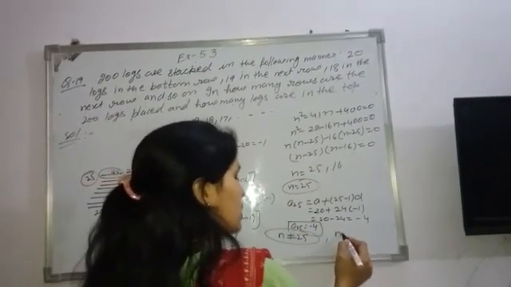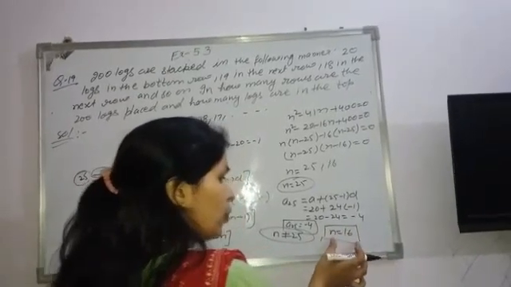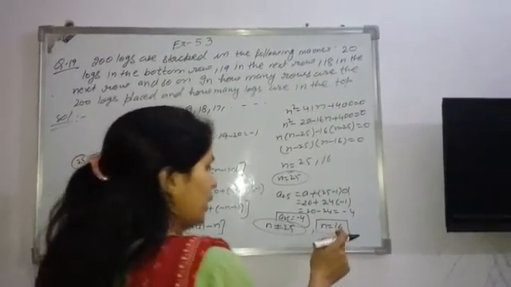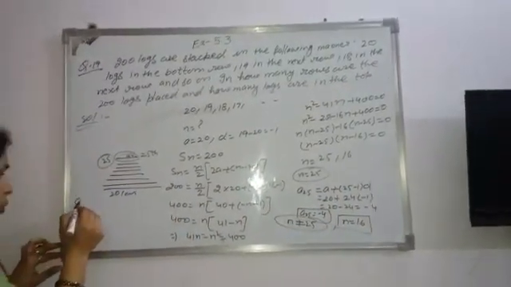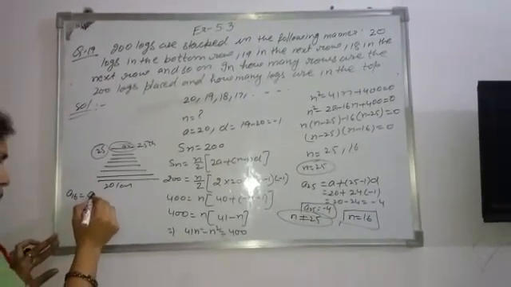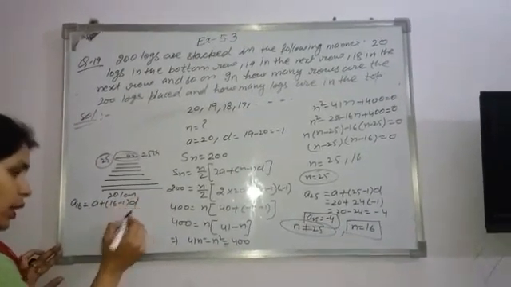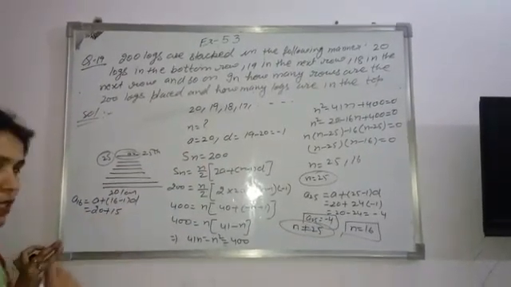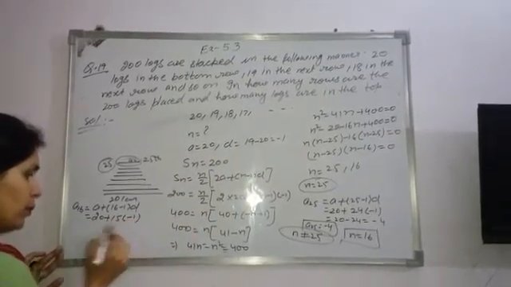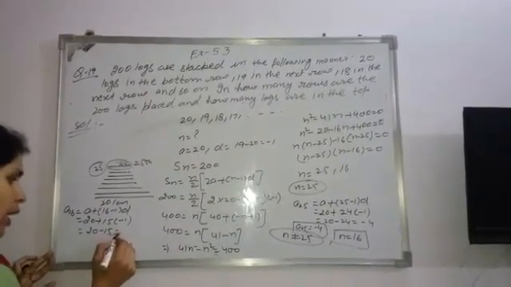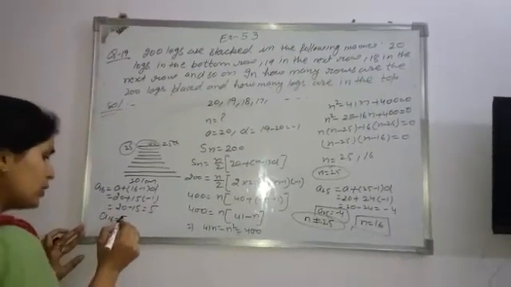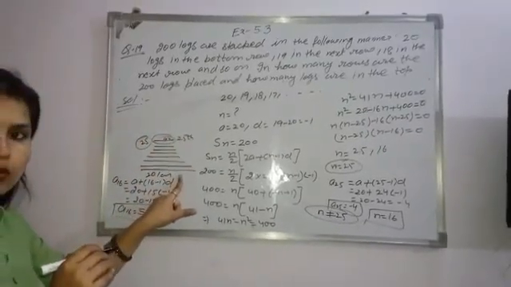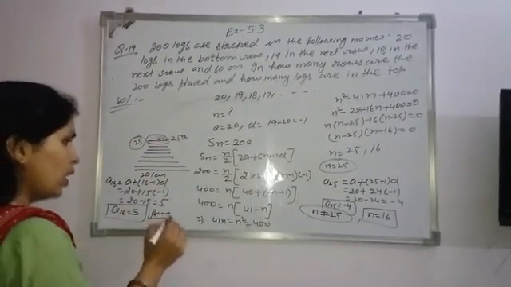The next value is n equal to 16. So the number of rows is 16, and the number of logs in the last row is a16. The value of a16 is a plus 16 minus 1 into d. a is 20, 16 minus 1 is 15, and d is minus 1, so 20 minus 15 is 5. So the logs in the top row is 5 and the total number of rows is 16. This is the answer of this question.